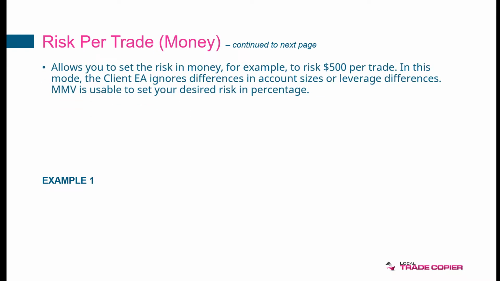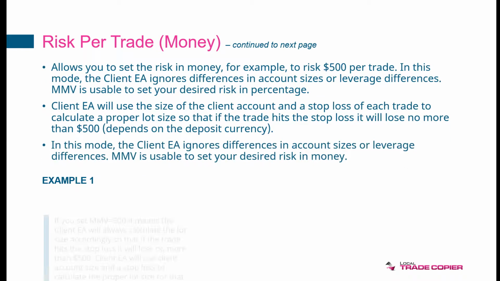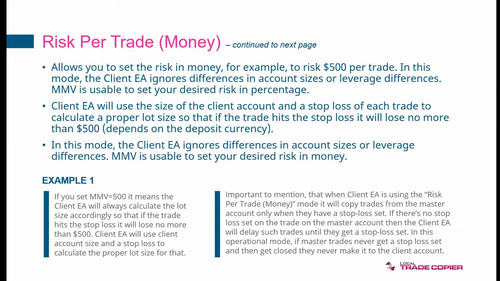Okay, so next one is the risk per trade in money. This one allows you to set the risk in money, for example, to risk $500 per trade. Whether it's dollars or euros or pounds depends on the account currency, the deposit currency of your account. In this example, we use just United States dollars. In this mode, the client EA ignores differences in account sizes and also ignores all the differences in leverages.